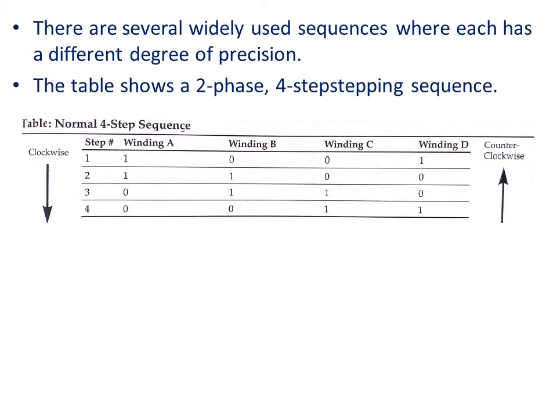And it must be noted that although we can start with any of the sequences in the given table, once we start, we must continue in the proper order. For example, if we start with step 3, that is 0 1 1 0, we must continue in the sequence of steps 4, 1, 2, etc.